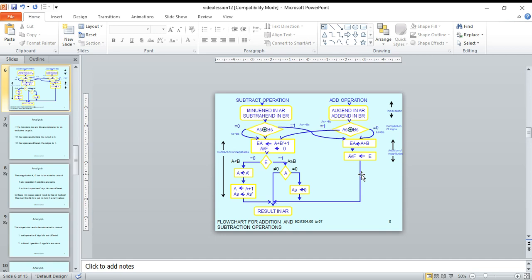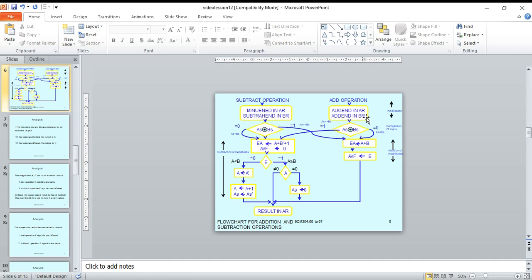So the A value is 1 0 0 1, and the carry E is 0. If there is any overflow bit, it can be transferred to the E register, and the value is placed in the AR register along with its sign bit. So this is the addition operation.